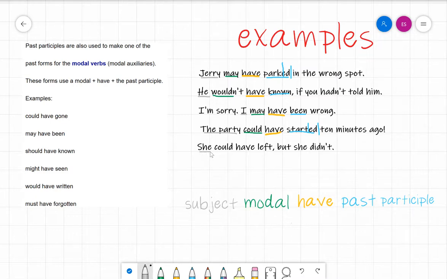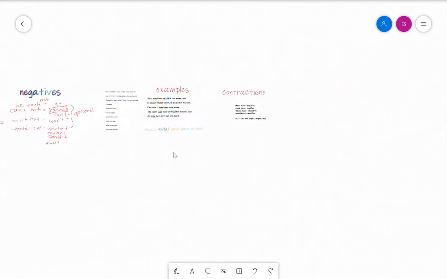Well, this one, she could have, and here we have left. Left is the past participle. All right, so that's not too hard.